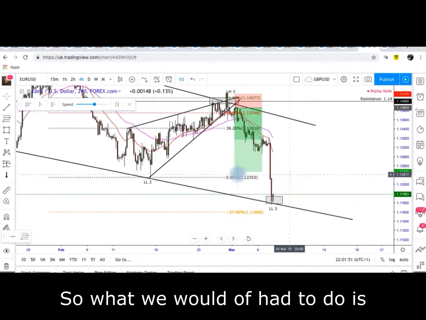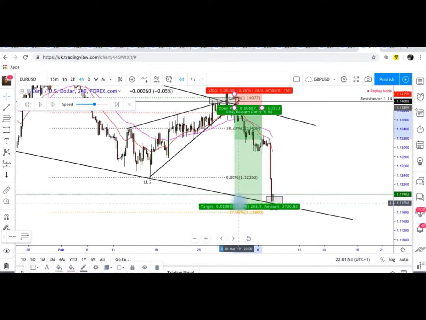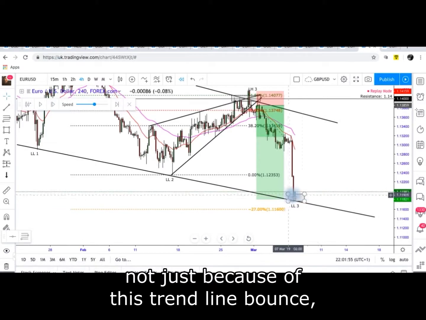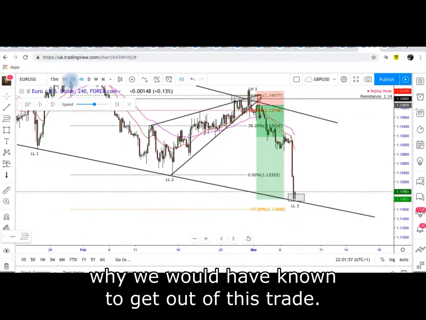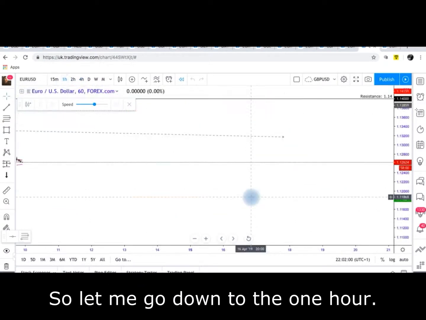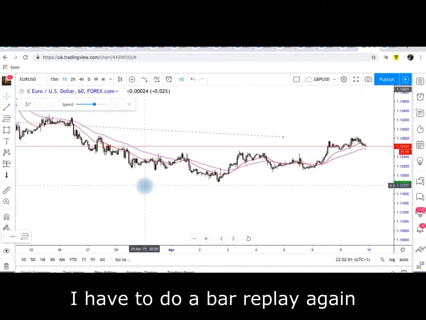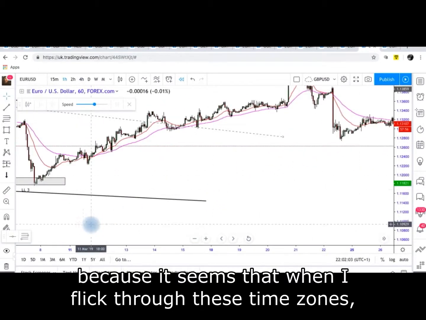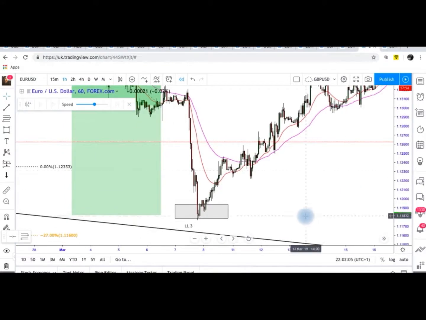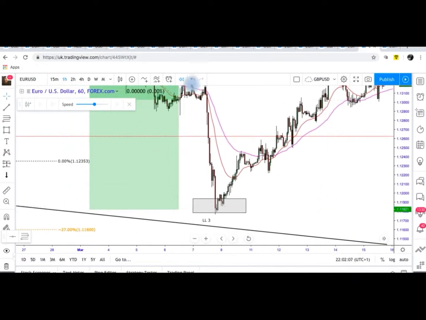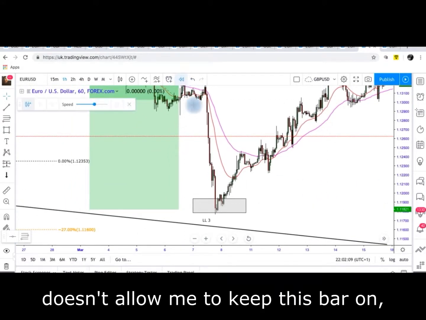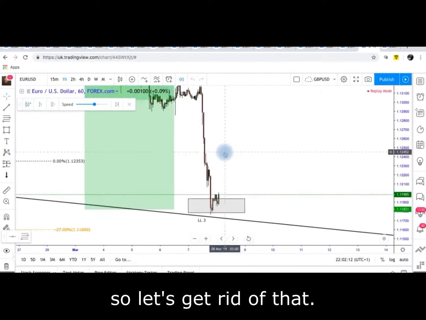We want a few more confluences. So what we would have had to do is, not just because of this trend line bounce, but there was another reason why we would have known to get out of this trade. So let me go down to the 1 hour. I'm going to have to do a bar replay again because it seems that when I flick through these time zones, it doesn't allow me to keep this bar on. So let's get rid of that.